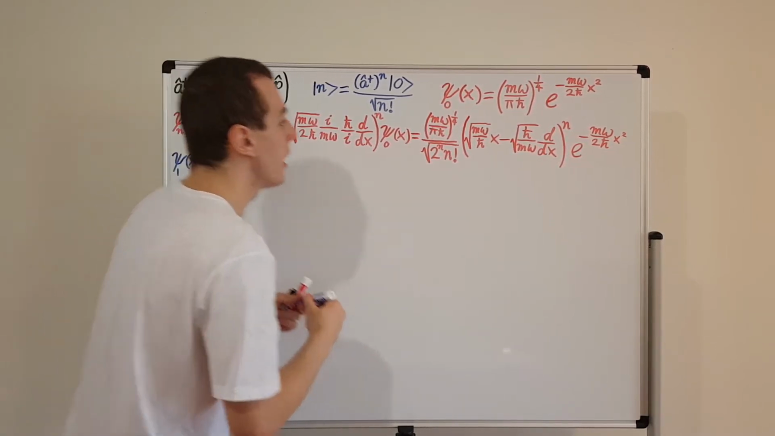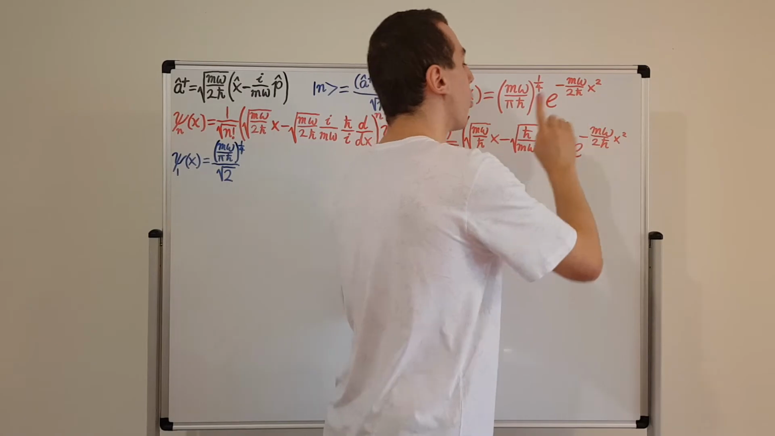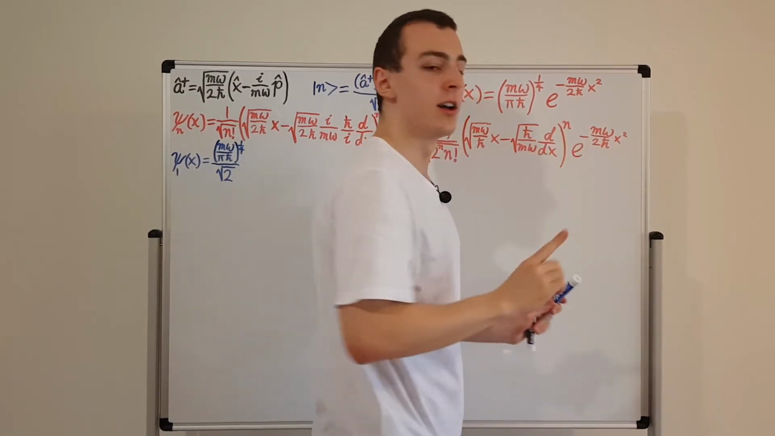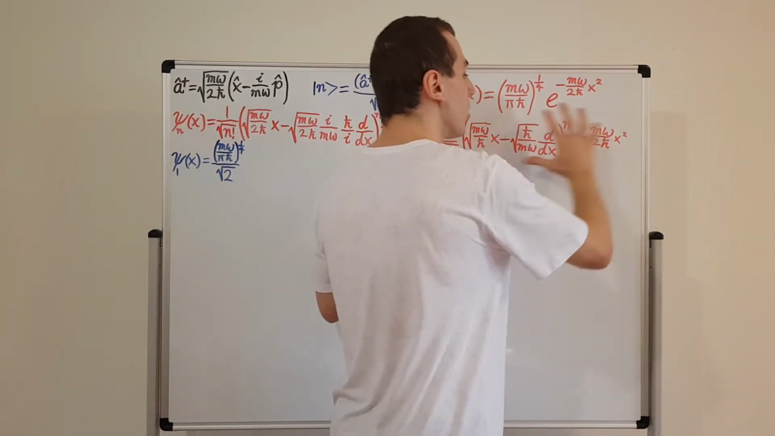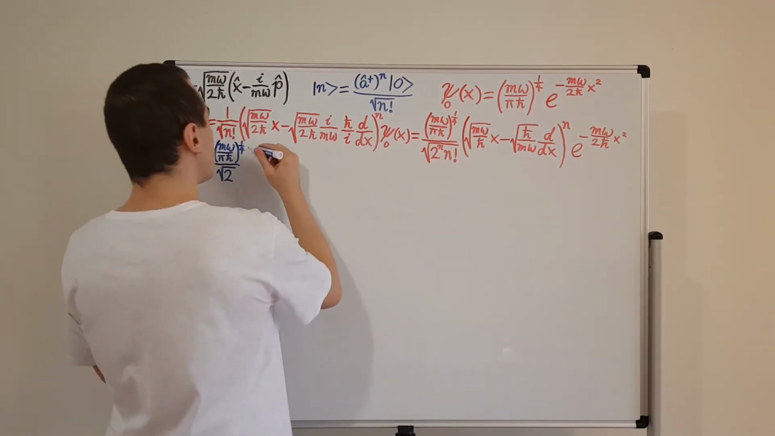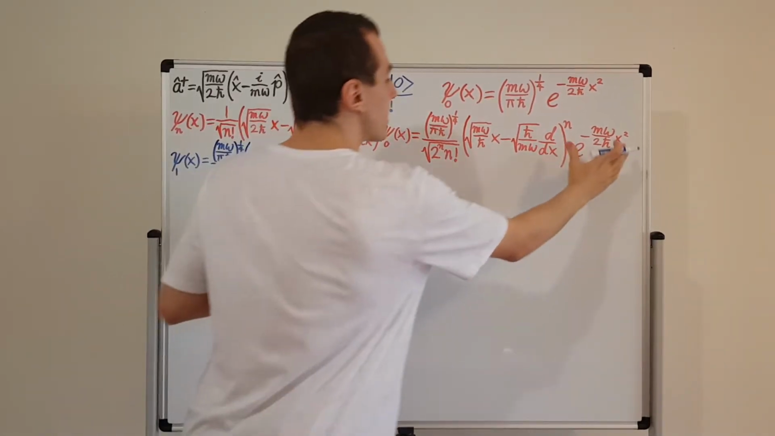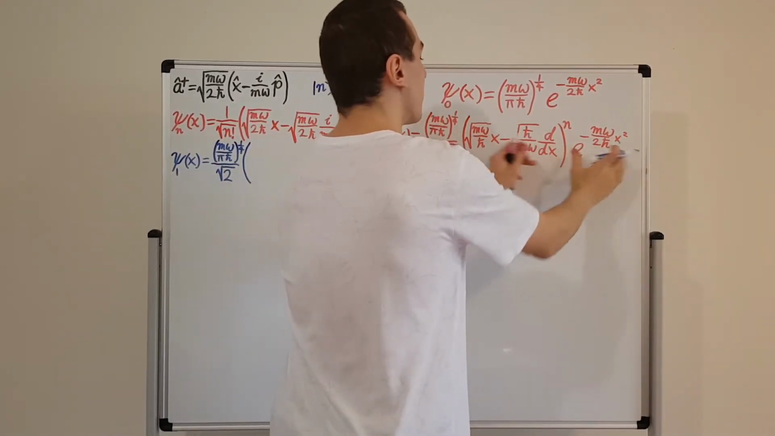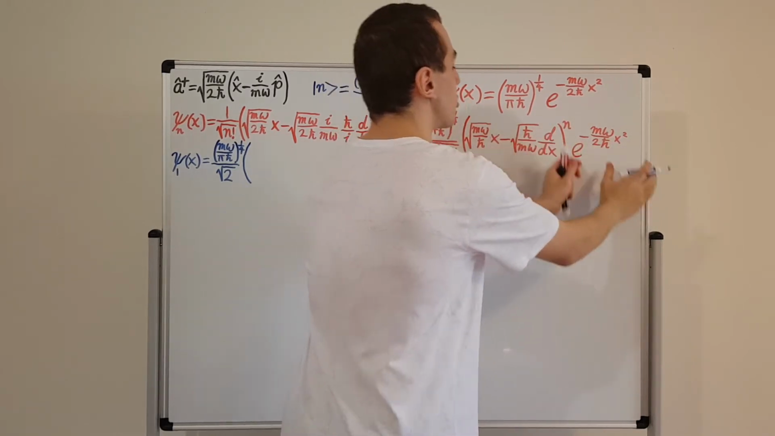And now what I want to do is I want to apply this combination once, because n is equal to 1 for the first excited state. I'm going to apply all of this to the Gaussian. Now what is that going to look like? Immediately, I'm just going to bring this inside here. So I'm going to apply this, and then I'm going to apply this derivative.